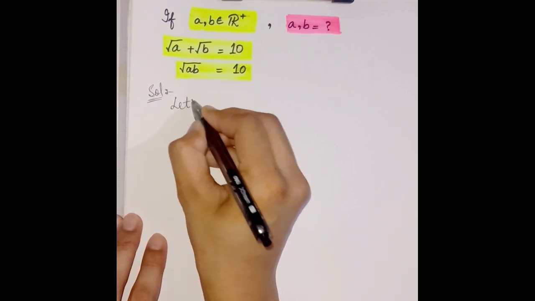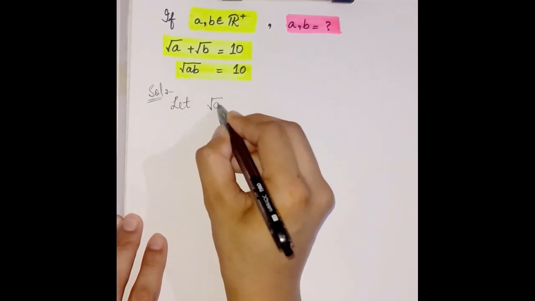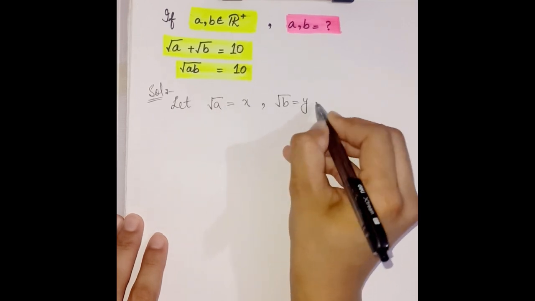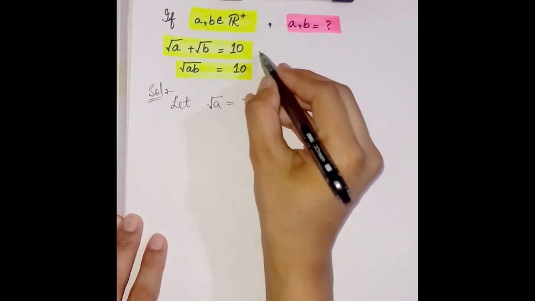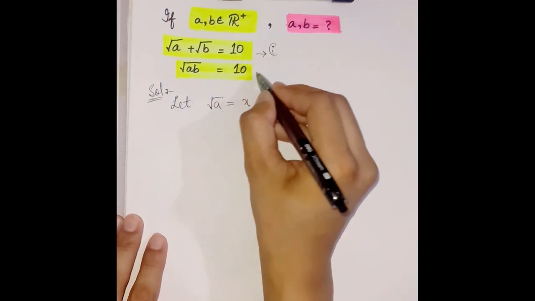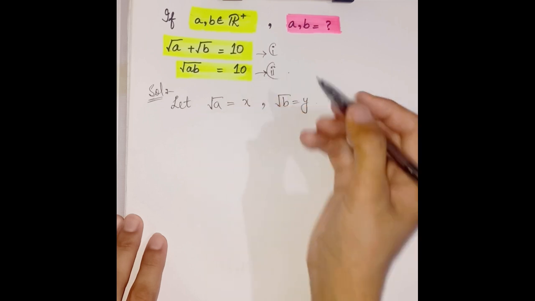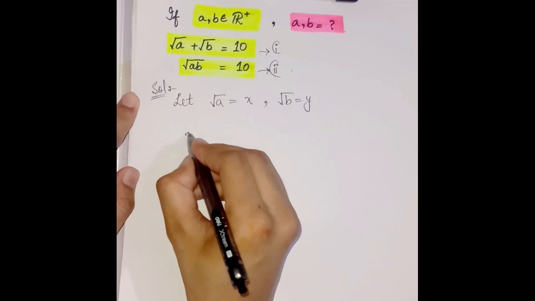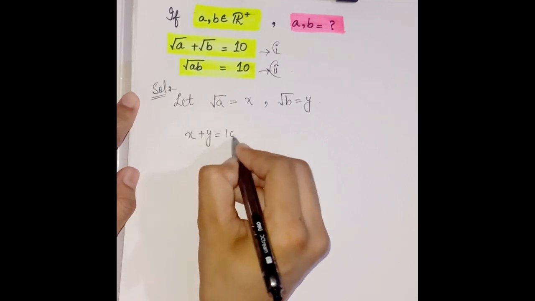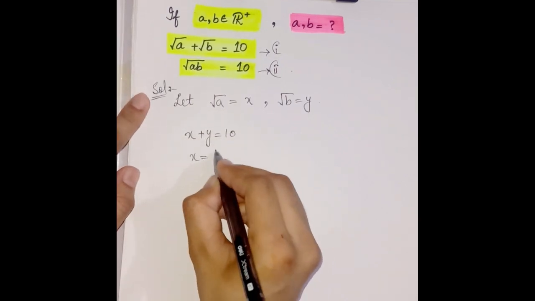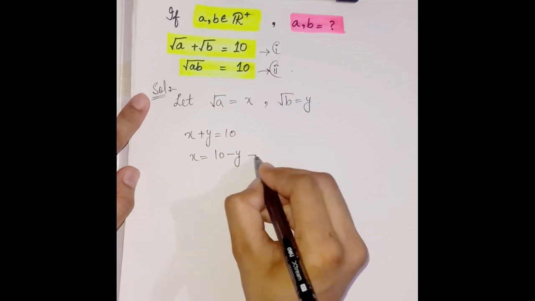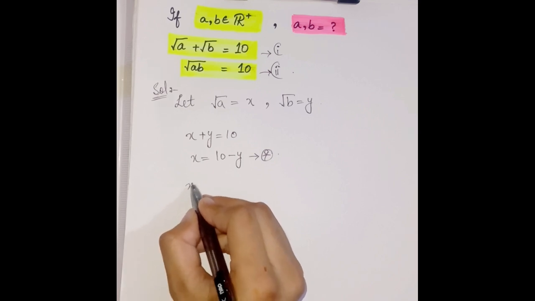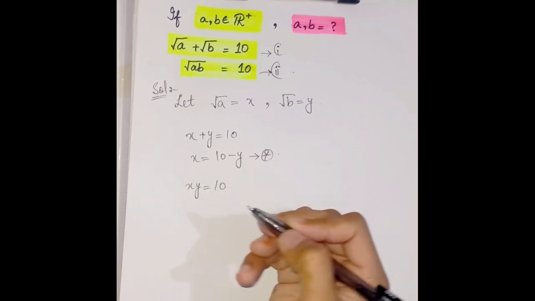First of all, I'm going to let the square root of a equal x and the square root of b equal y. I'm naming this one equation 1, this one equation 2. So I'm going to put the values of x and y in both of these equations. First will be x plus y is equal to 10, and x is equal to 10 minus y. That is equation 1. Second will be xy is equal to 10.